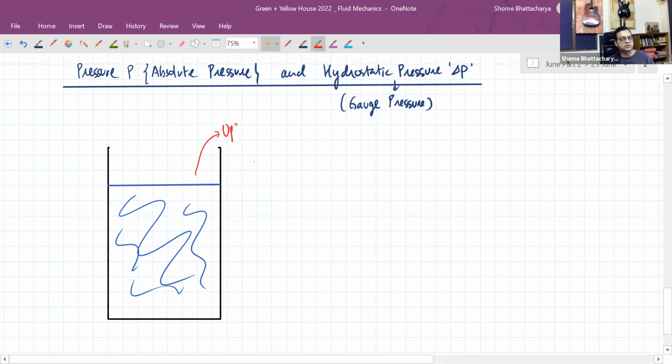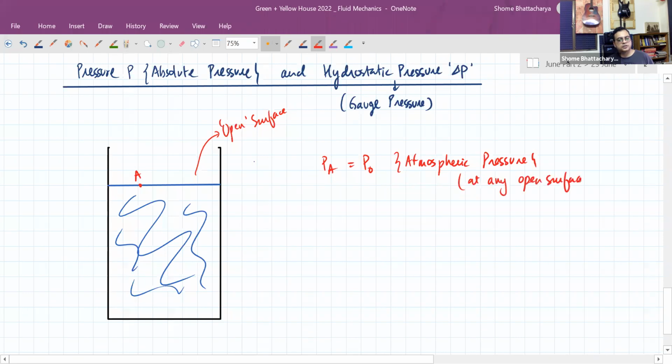So because this is an open surface, the pressure at a point like this will be equal to the atmospheric pressure, which is the case at any open surface. So now if we consider any point inside the fluid, all we have to know is the depth of that point. If that depth of that point is h with respect to the open surface, and we consider another point which is at a horizontal distance of d or whatever.